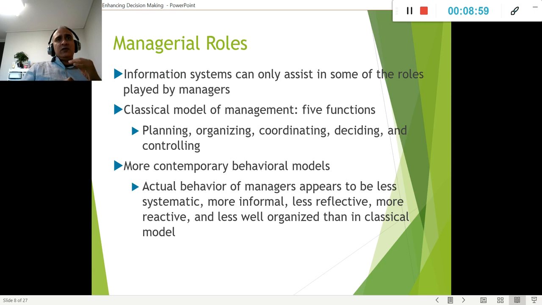In this case, we have the classical model of management or the more contemporary behavioral models. The classical model goes into planning, organizing, coordinating, deciding, and controlling, which is classical, but still very well practiced in the industry. Though we have the more contemporary behavioral models, which is not to say that it's not structured, because it's still structured and still based on data. The problem is that now data flows faster than before, and taking actions doesn't go through the whole process. We really just take the action based on the data, and that's it. So that's what we call a more contemporary behavioral model.